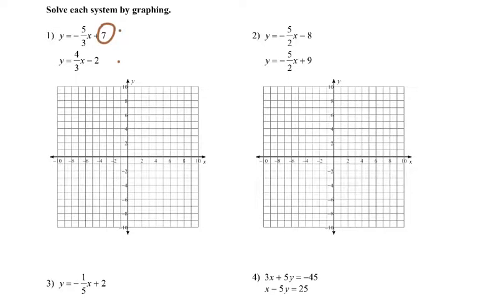So we start out at 7 on this one, and my slope is negative 5 over 3. So I'm going to go down 5, to the right 3. My next point is right there. Then down 5, to the right 3. And I'm going to draw my line as best I can. There's my first line. Then I graph my second line. It starts at negative 2 and has a slope of 4 over 3. So we're going to go up 4, to the right 3.